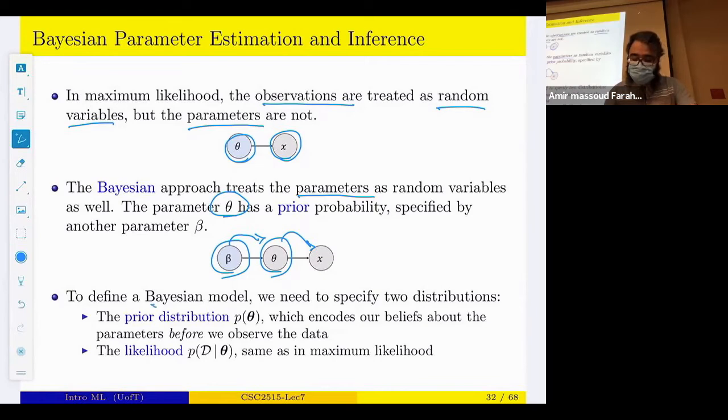So this might be a bit confusing, but let's see how it looks. To define a Bayesian model, we need to specify two distributions. One is a prior distribution over parameters, P of theta, which encodes a belief about the parameter before observing the data. The other is the likelihood of data conditioned on theta. This part is the same as what we had in maximum likelihood. But the prior distribution over parameters is the new thing in Bayesian inference and estimation.